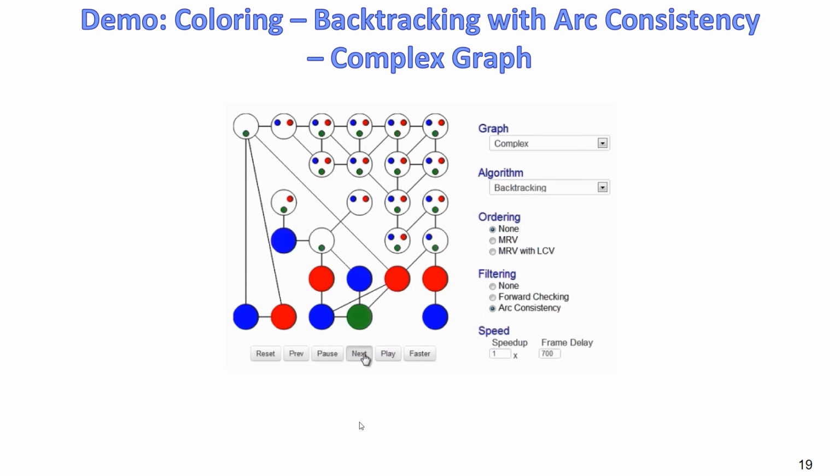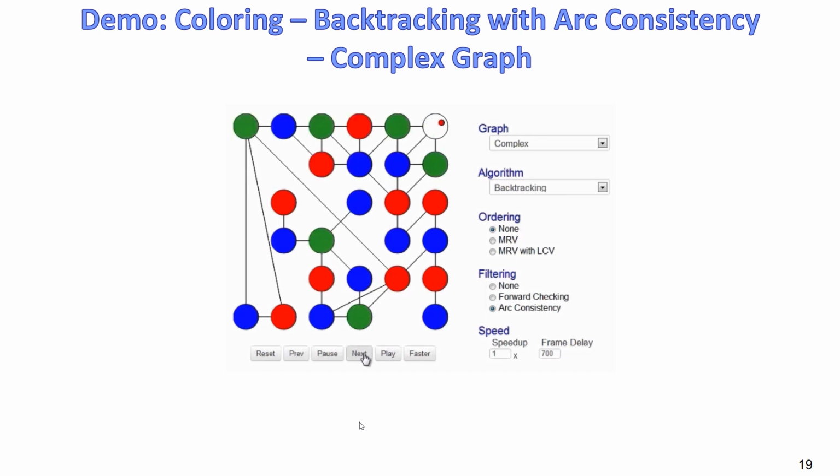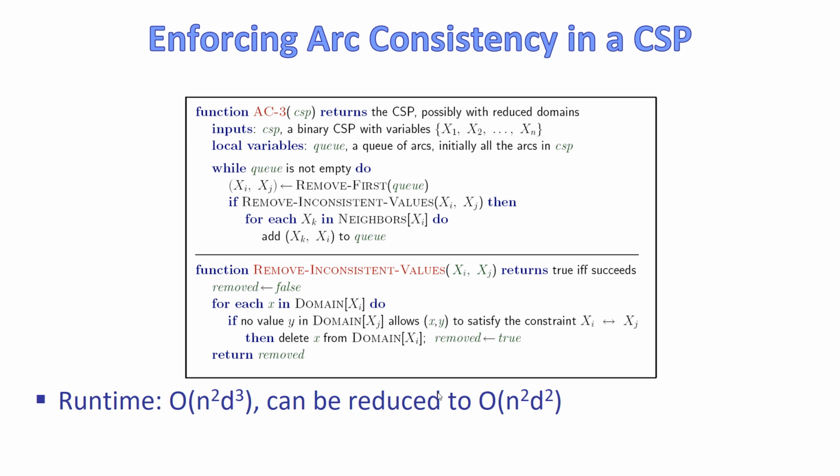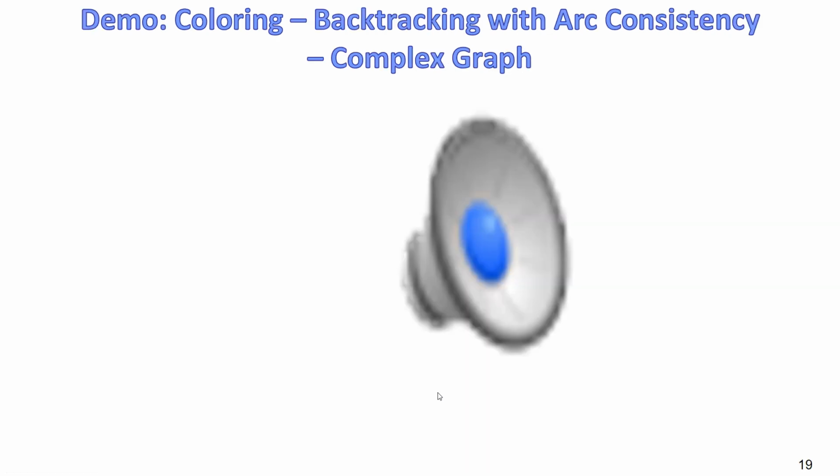So you see that it's going very smoothly. There's no backtracking at all. Here there is one backtrack, but it was very quick and it found a way to a solution. Much easier, much faster than forward checking. Okay, any question about these demos?